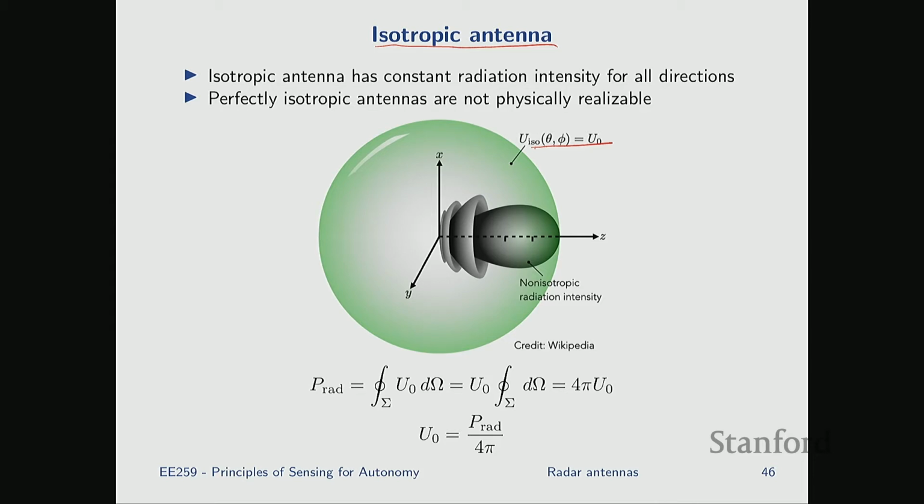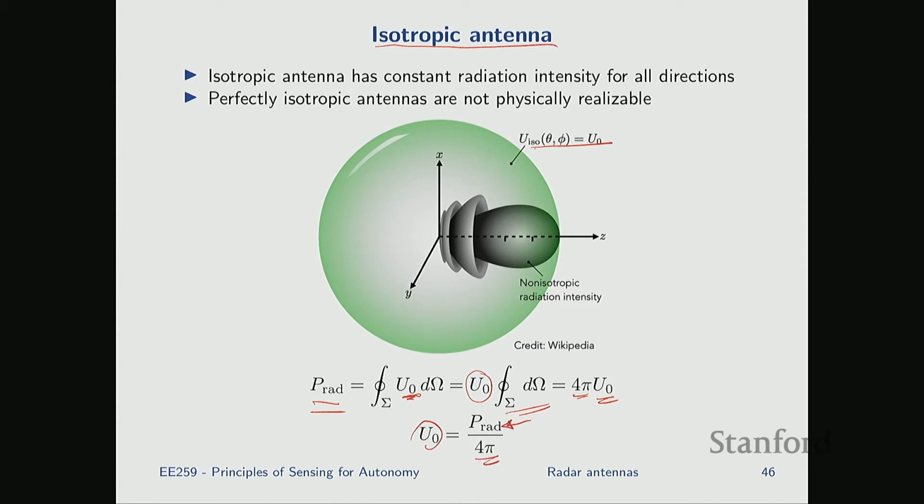Okay, and then for that, if you calculate the total radiated power, you integrate a constant U0 over the solid angles. So you can take the U0 out of the integral, and the integral of just d omega is the total solid angle for an enclosed surface, which is 4 pi. It's like the total solid angle of a full sphere. So the total radiated power would just be the radiation pattern U0 times 4 pi. Or the other way around, you can calculate U0 as the total radiated power divided by 4 pi.